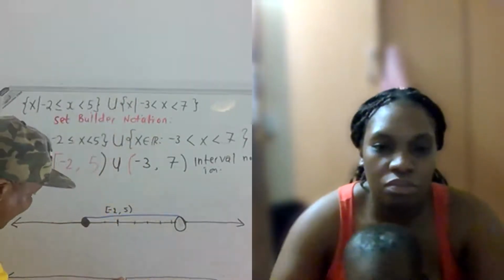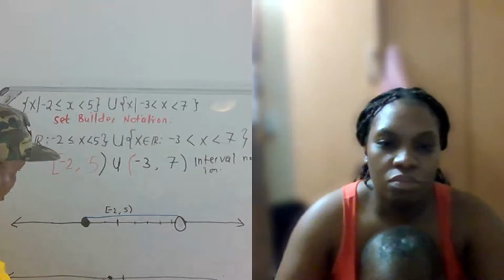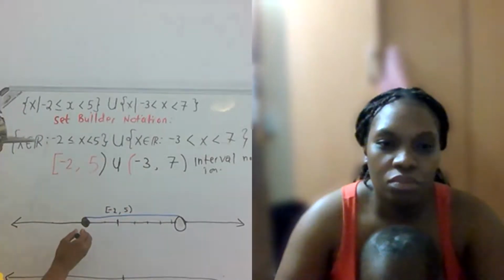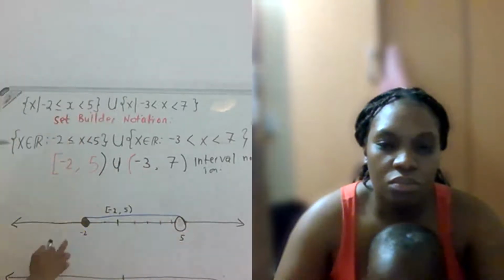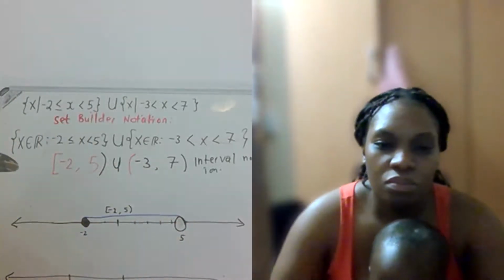And we know this is 0. It must be the same line. This is 0, we know. And they say -3. If this is -2, remember this is -2, and this is what? It was 5, right? So -3 is going to be somewhere here. This is going to be -3.